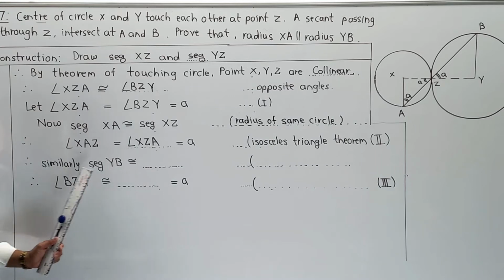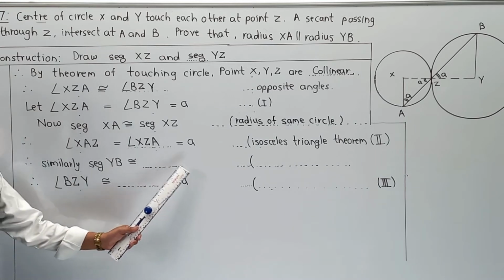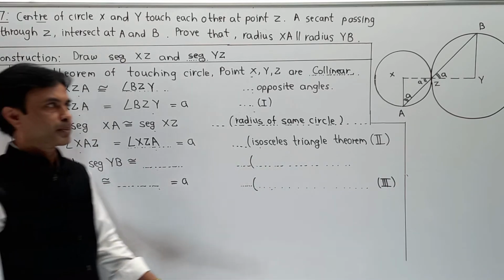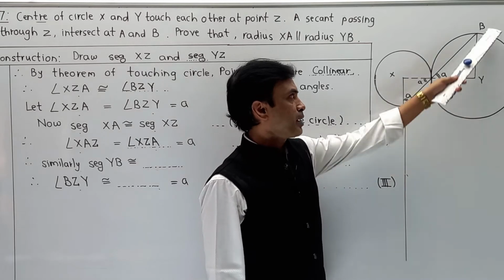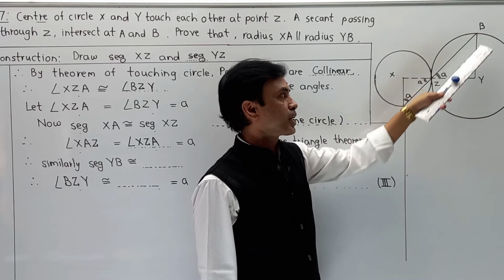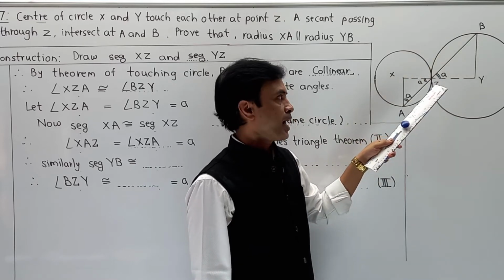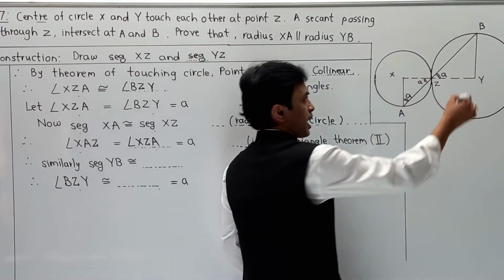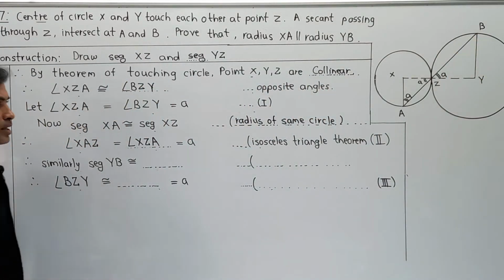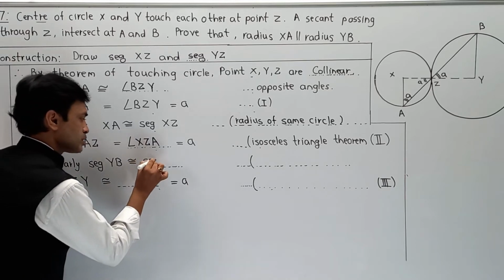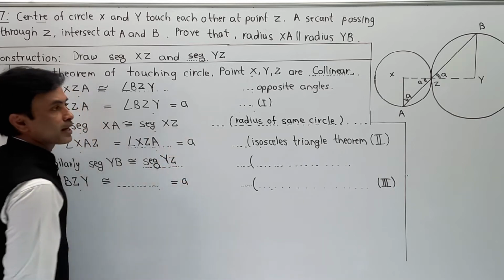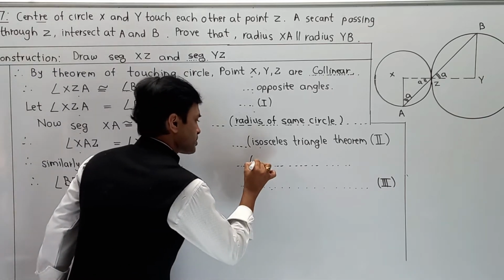Next, similarly segment YB is congruent to what, and they have given the reason as fill in the blanks. Now segment YB, again I am coming to the diagram. Naturally segment YB is congruent to YZ, the reason being both are radii of the larger circle. Segment YB is congruent to segment YZ, and the reason becomes radius of same circle.